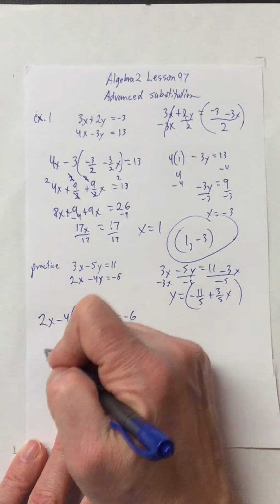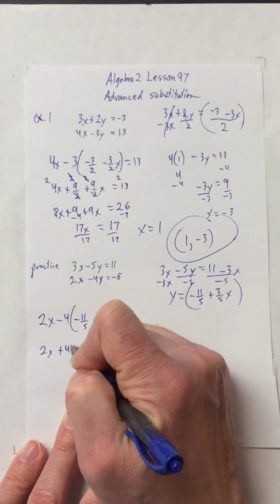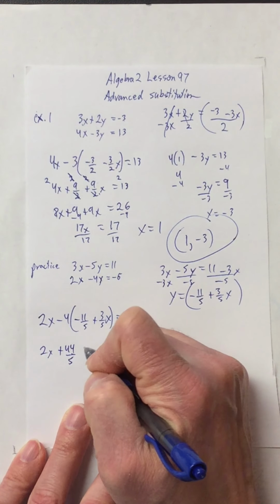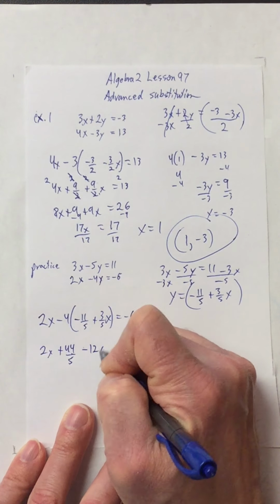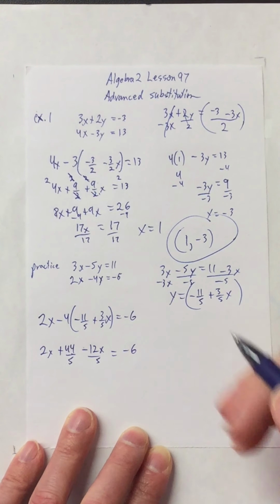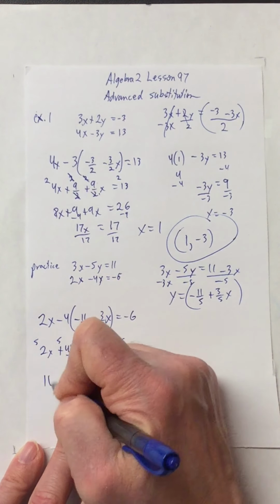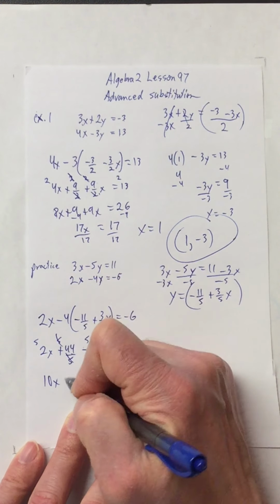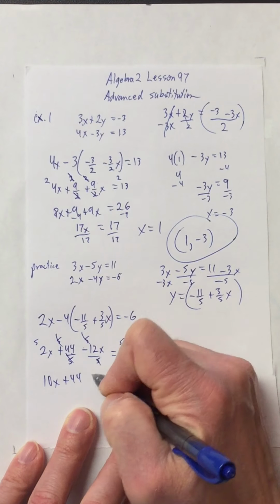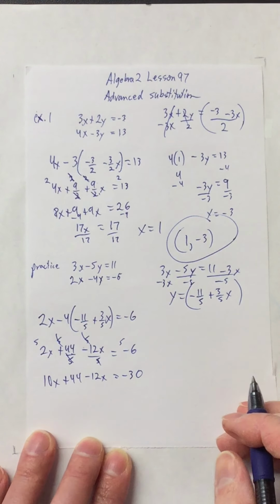All right, let's remove parentheses. So 2x, and a negative times a negative gives me a positive 44 over 5. And then a negative 12x over 5 is equal to negative 6. I want to remove my denominator, so I'm going to multiply everything by 5. 2 times 5, I get 10x here. These 5's cancel. These 5's cancel. And then this gives me negative 30 at the end there.